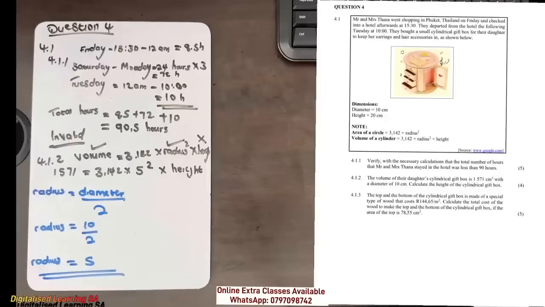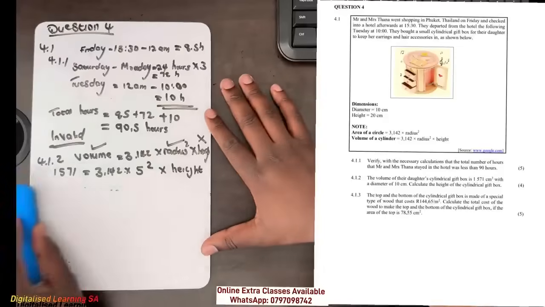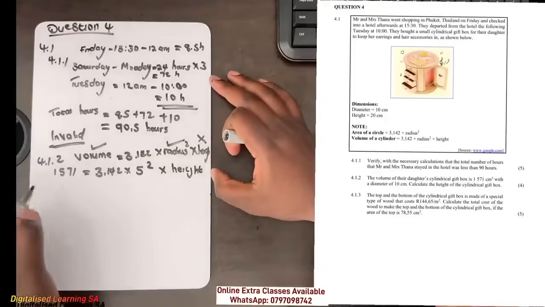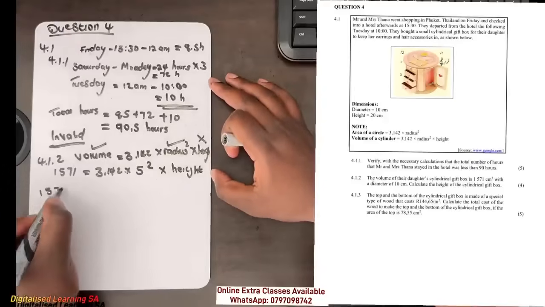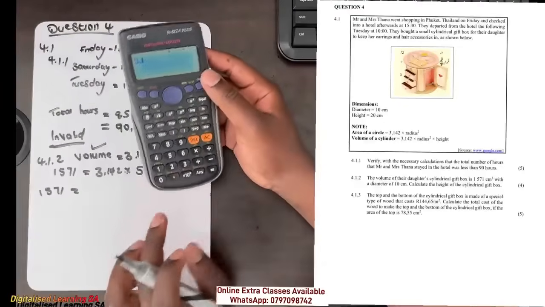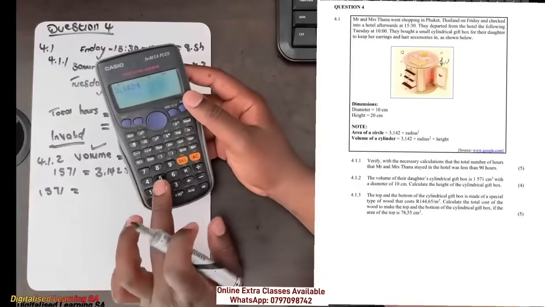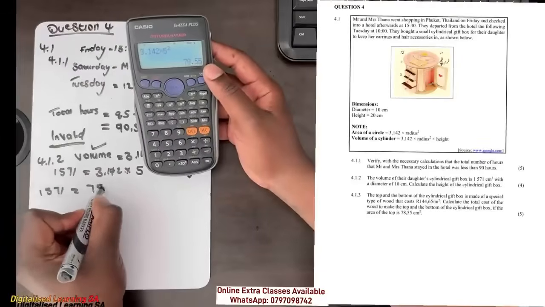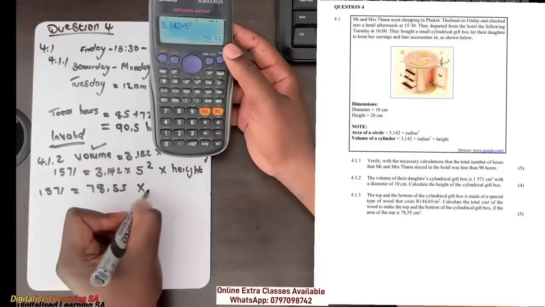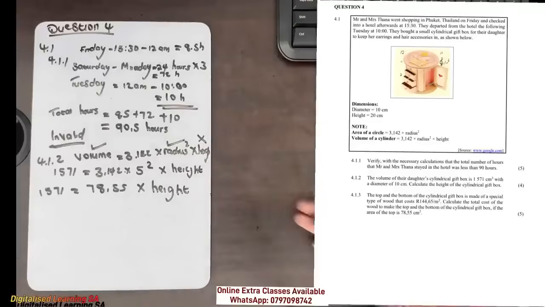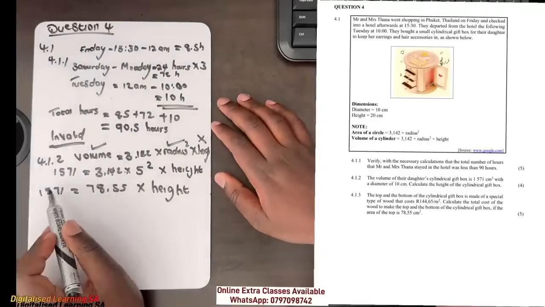So now we can just erase this because we have explained it, and I'm more than positive now that you understand what a radius is. So now we will just go ahead and say 1571 equals 2. So we can just multiply the 2. So if we say 3.142 multiplied by 5 to the power 2, we will have 78.55 multiplied by our height. So now if we want to get our height, we need to take this to the other side.